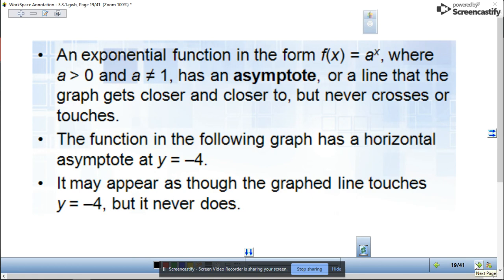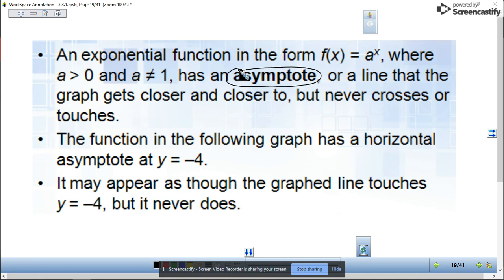All right, so an exponential function in the form f of x equals a to the x power, where a is greater than 0 and a is not 1, has an asymptote, or a line that the graph gets closer to but never crosses. We talked about how those curves flatten out, but they never reach a specific number. In all of the examples we've done so far, it's been 0. That's called an asymptote. Specifically for exponentials, it's a horizontal asymptote. You'll learn later about vertical asymptotes, but for what we're doing right now, everything's going to be horizontal.